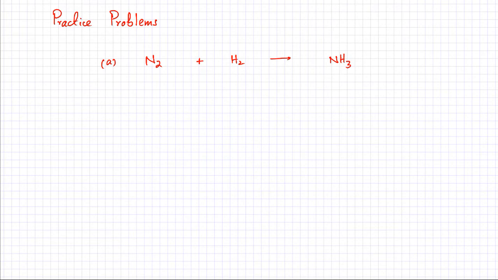We will now start doing some practice problems on balancing equations. I'm going to try and balance the equations without going into a lot of detail. So let's start with this first equation. N2 plus H2 gives you NH3. Now if you look at the reactants, you have 2 nitrogens. And if you look at the product, you have just 1 nitrogen. So you need another molecule of NH3.